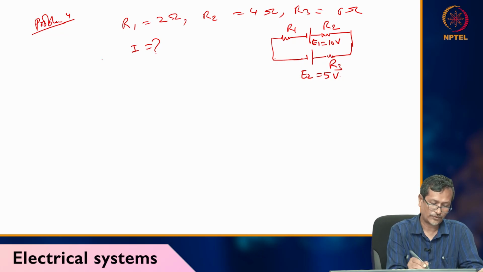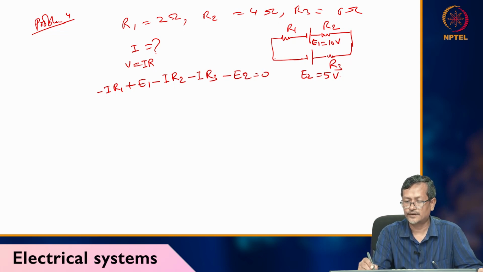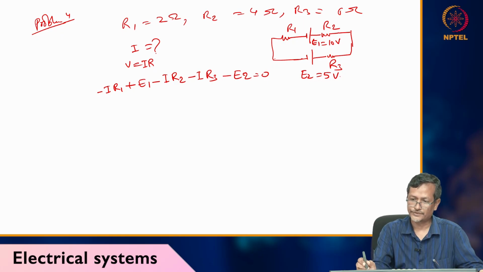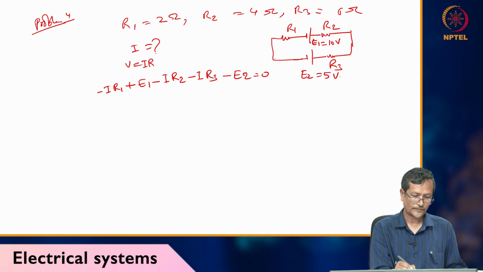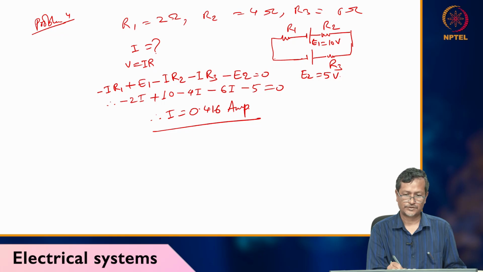So let's apply Kirchhoff's law. V equals I R. So minus I R1 plus E1 minus I R2 minus I R3 minus E2 equals 0. Here, when there is a source voltage you take it positive, and for current going from high to low you take it negative. So the values are: minus 2I plus 10 minus 4I minus 6I minus 5 equals 0. Therefore I equals 0.416 ampere. This is your solution.